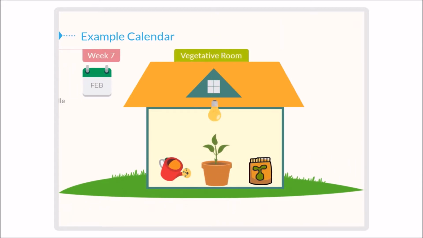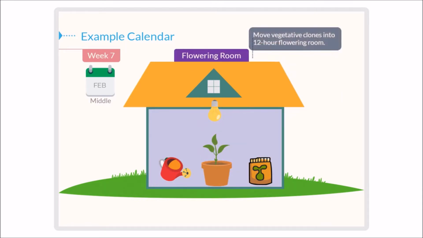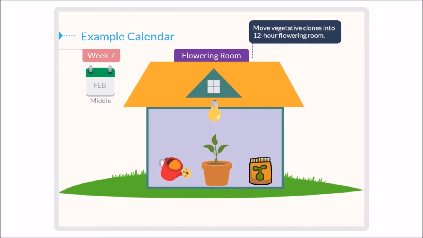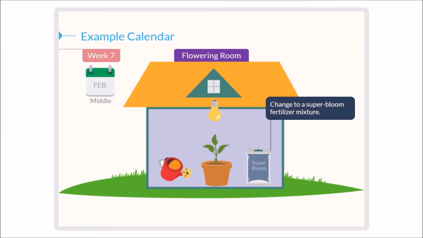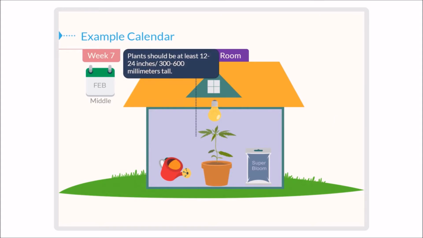Week 7. Second month, Week 7, middle of February. Move vegetative clones into 12-hour flowering room. Change to a super bloom fertilizer mixture. Plants should be at least 12 to 24 inches or 300 to 600 millimeters tall. No leaves should be yellowing. If they are, fine-tune the daily checklist.